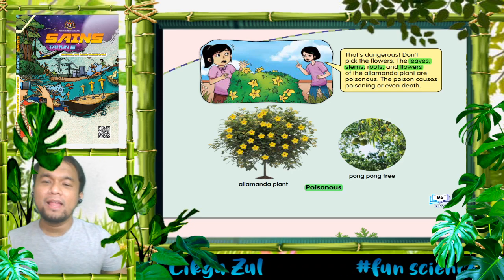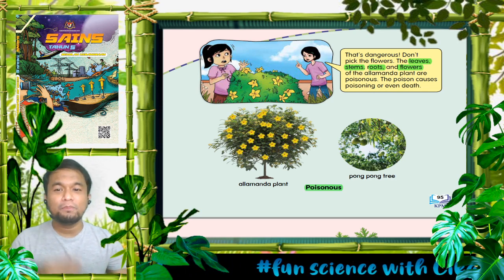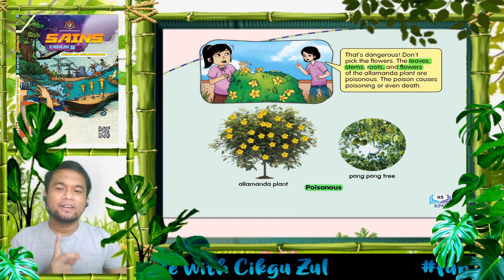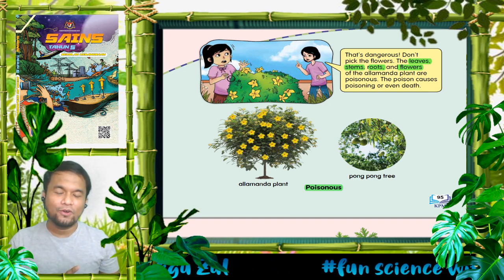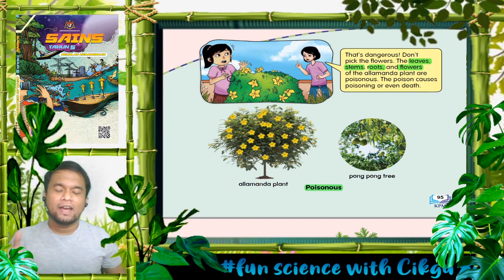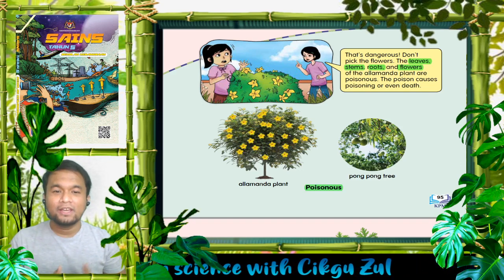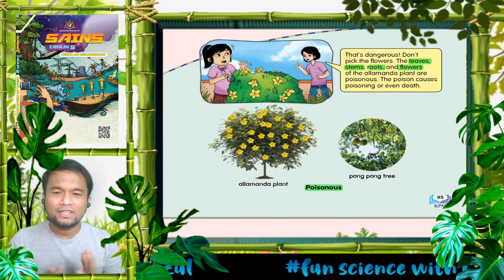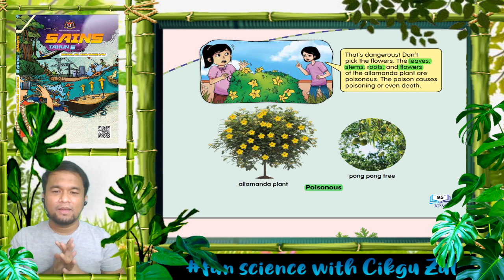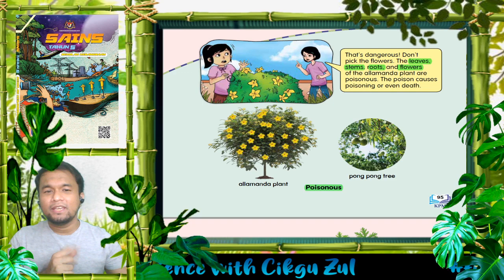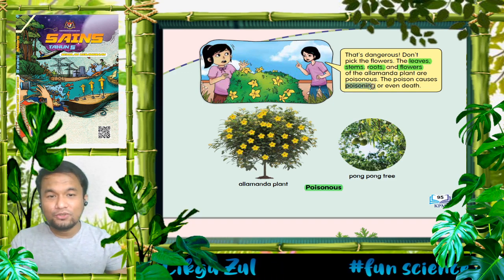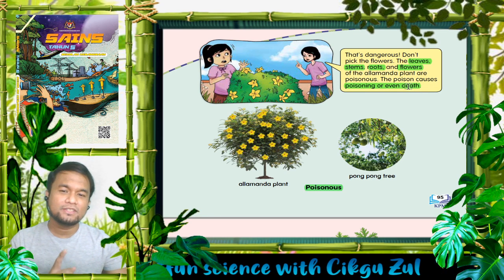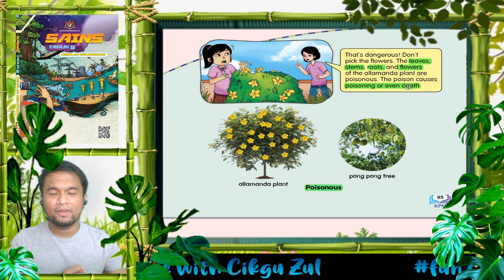Okay, the Alamanda plant. So this girl is trying to pick the flower from the Alamanda plant. I think you all recognize this kind of plant maybe at your home, or maybe it is found near your school, isn't it? The color is so bright and quite attractive, isn't it? The yellow color of this Alamanda plant. But actually, it can cause poisoning to you or even death. This is not safe for us to pick them.